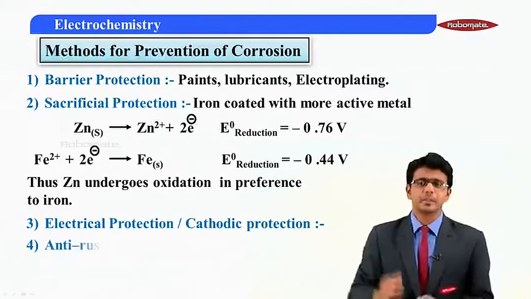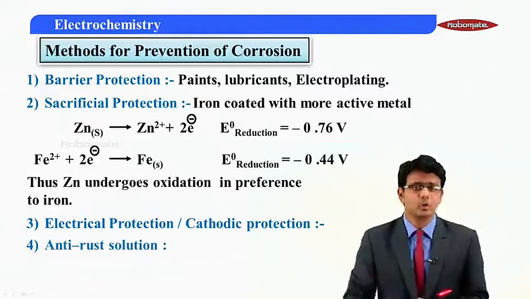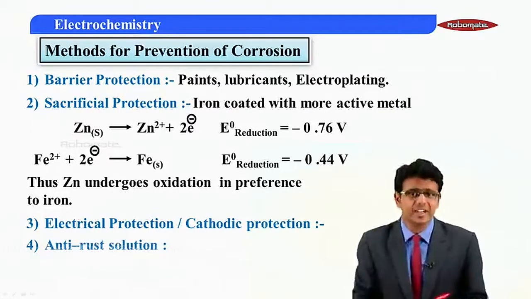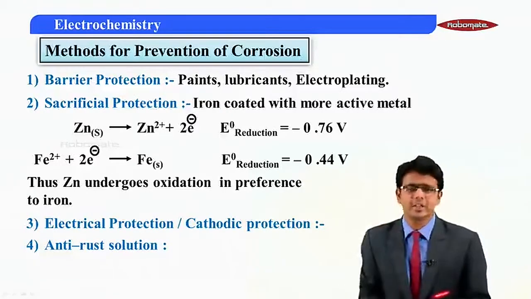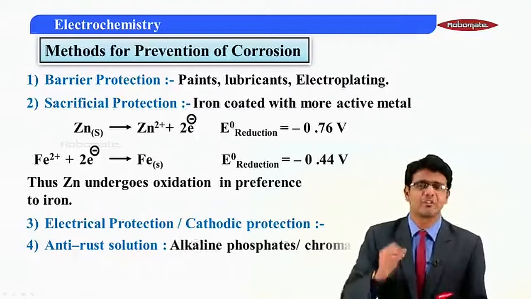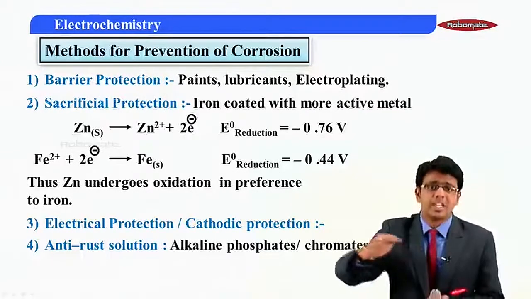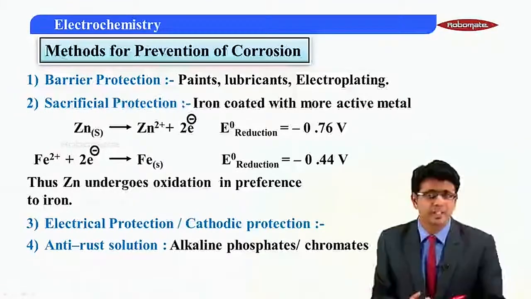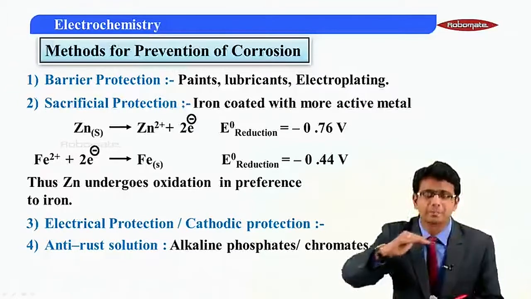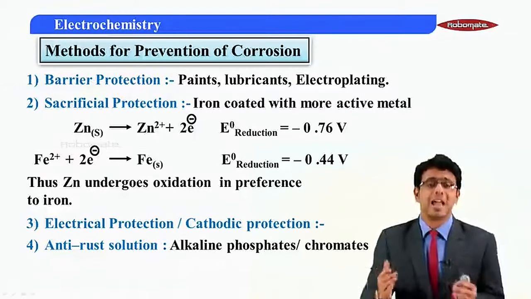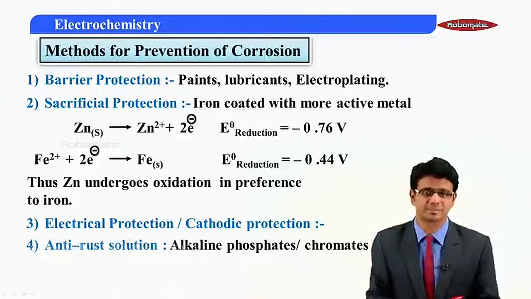Next is the anti-rust solution. Students, we know that corrosion is accelerated in the presence of an acidic medium, right? So the anti-rust solution is a highly alkaline solution of phosphates or chromates, which will remove the acidic environment from the metal surface and also will provide a kind of protective coating over the metal surface, which will act as a barrier between the metal surface and the atmospheric gases.